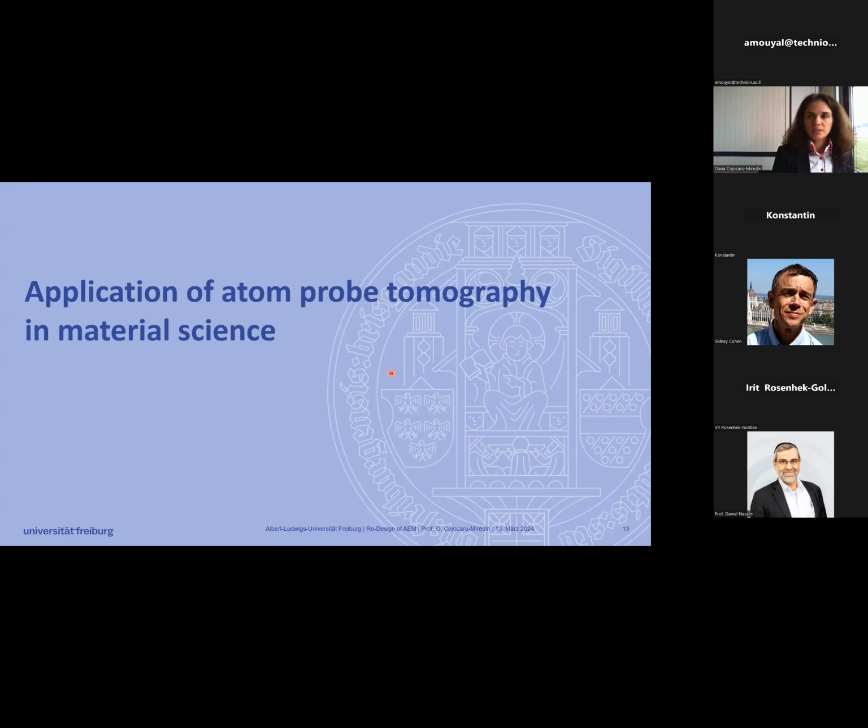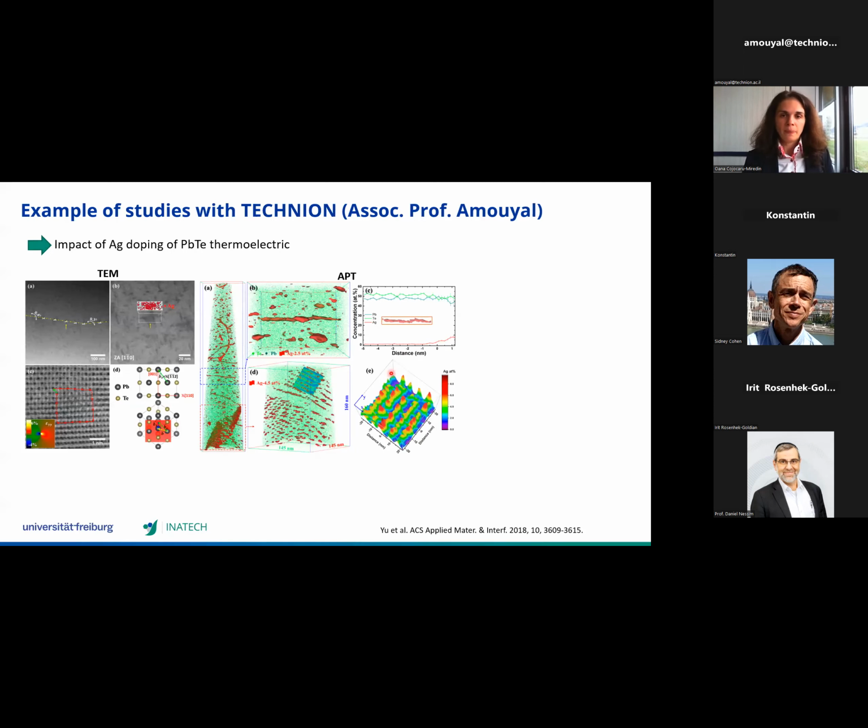Okay, so after this small introduction on atom probe tomography, I'm going to give you some examples of how atom probe tomography can be used in materials science. I'm starting with an example that we worked on with Yaron Amouyal from the Technion in Israel. What we have studied here was basically how silver impacts lead telluride thermoelectrics.